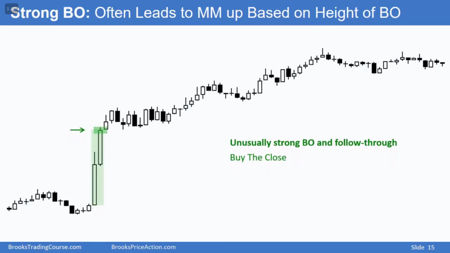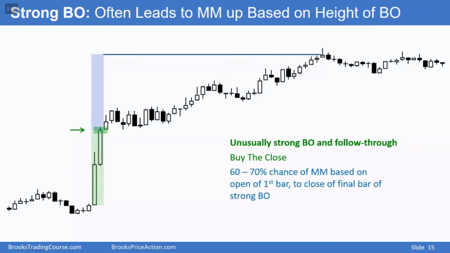Traders will buy that close. 60, maybe 70% chance when the breakout is this strong that we'll go up for some kind of a measured move. Open of the bar, close of the bar at the end of the breakout. Here's a 2-bar breakout, and there's the measured move target. You can see bulls took profits and bears shorted. In general, especially when the rally is weakening like this, traders should take full or partial profits at an obvious resistance level like a measured move target.